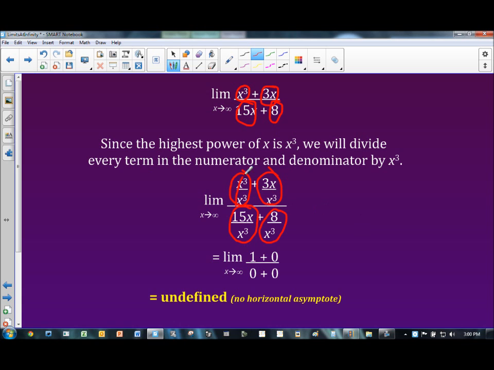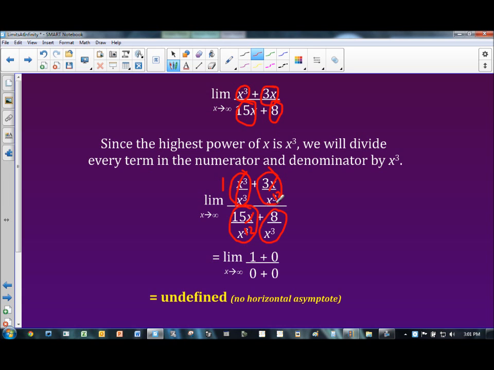X to the third over x to the third, those cancel, giving me 1. 3x over x to the third, well, that x on top can cancel out with one of those in the bottom, giving me 3 over x squared. And 15x, that x can cancel with one of those x's, giving me x squared on the bottom, and then 8 over x cubed can't be simplified. So the 1 I just copy.